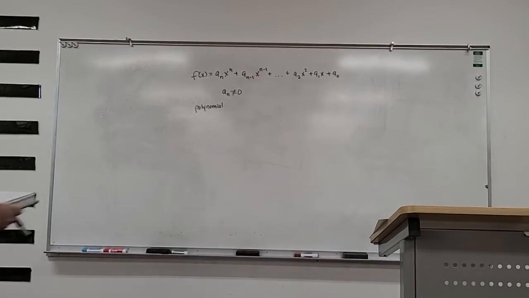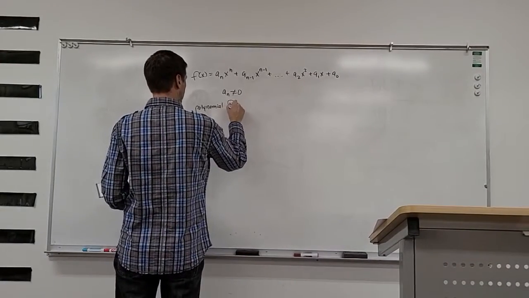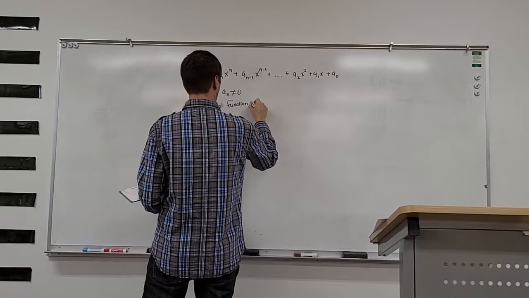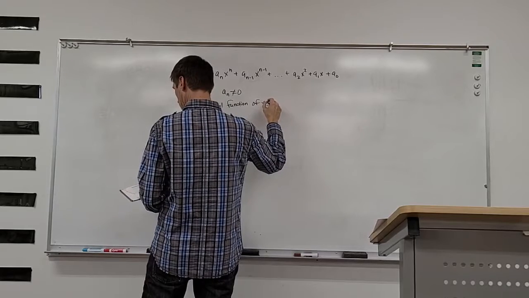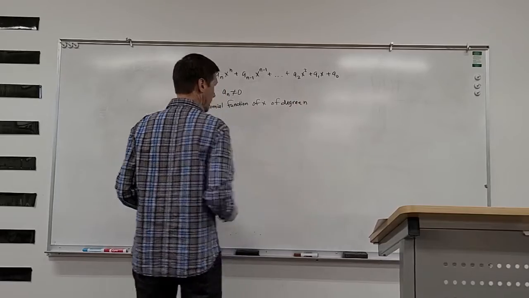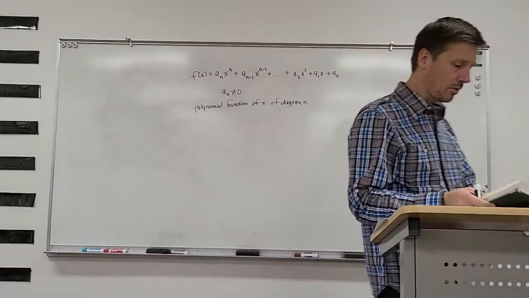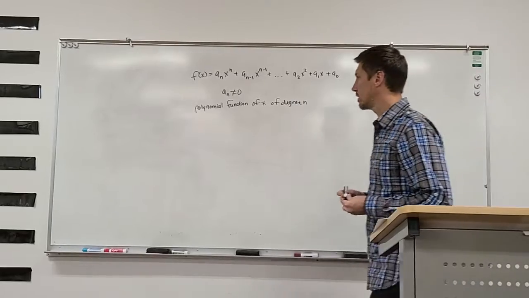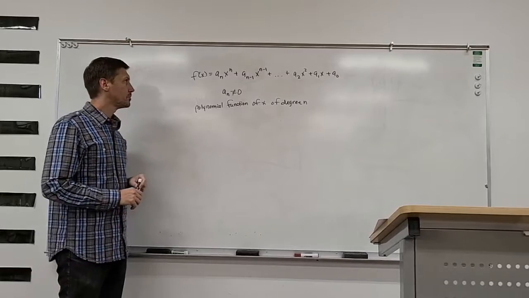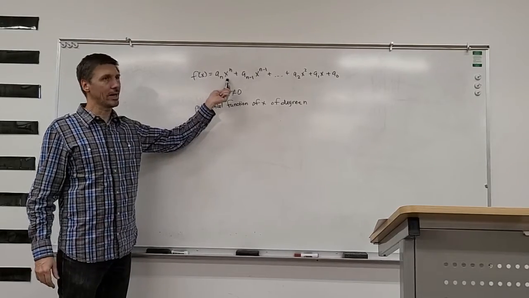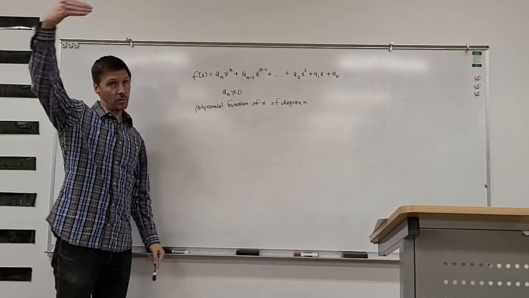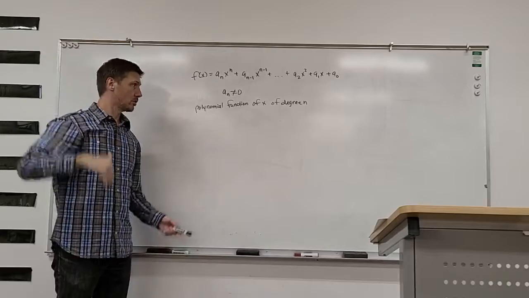All right, so this is the definition for a polynomial function of x, of degree n. That's a general definition for a polynomial function, and it just means that if a of n does not equal 0, then whatever power x has after the a of n determines the degree of the polynomial function.